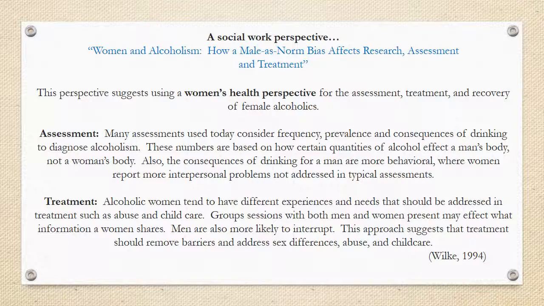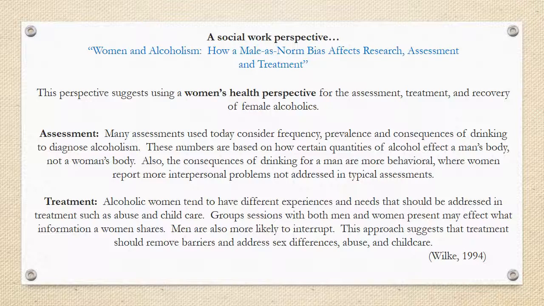Women's bodies are, in general, smaller, and they process alcohol differently than male bodies do. And also the consequences of drinking for men tend to be more behavioral, whereas women report having more interpersonal problems, which are not usually addressed in typical assessments. Next, the journal article approached treatment from a women's health perspective. Alcoholic women tend to have different experiences and needs that need to be addressed in treatment, such as abuse, as mentioned earlier, trauma, and child care.